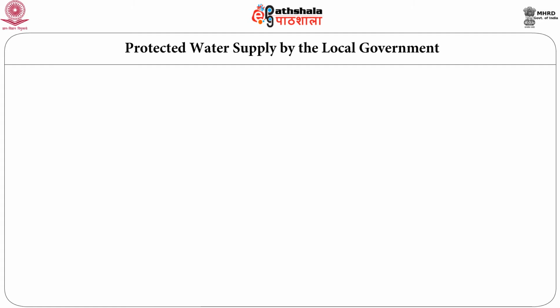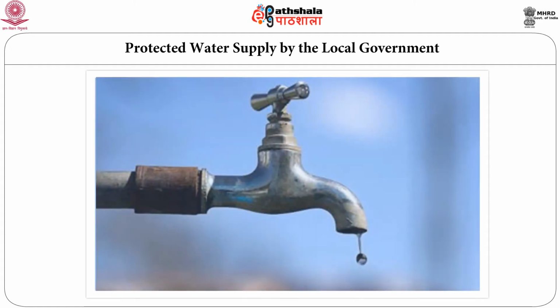The first of these is protected water supply by the local government, whether it is a panchayat or a municipality or a corporation or a metro. Now, it must be inquired from the seller or the agent who would have given you the information about the site, whether protected drinking water supply by the municipality or the corporation or the panchayat is existing in that particular area where the site is located.